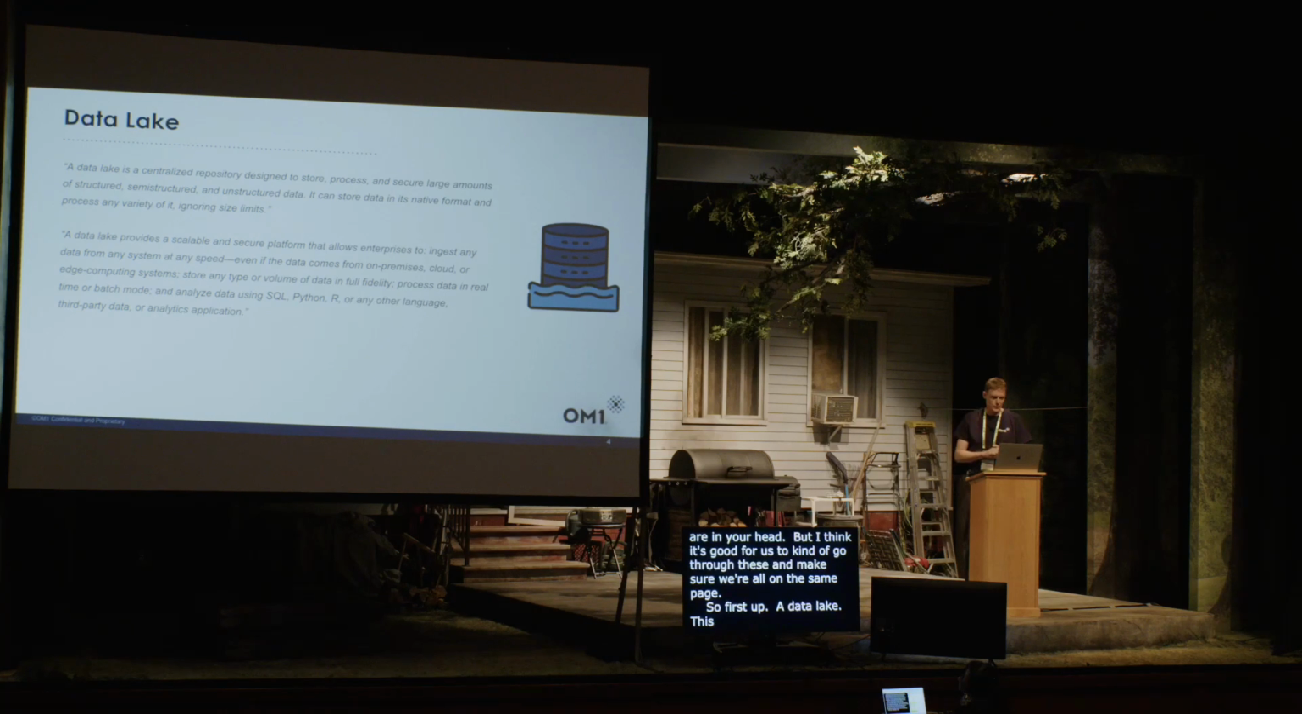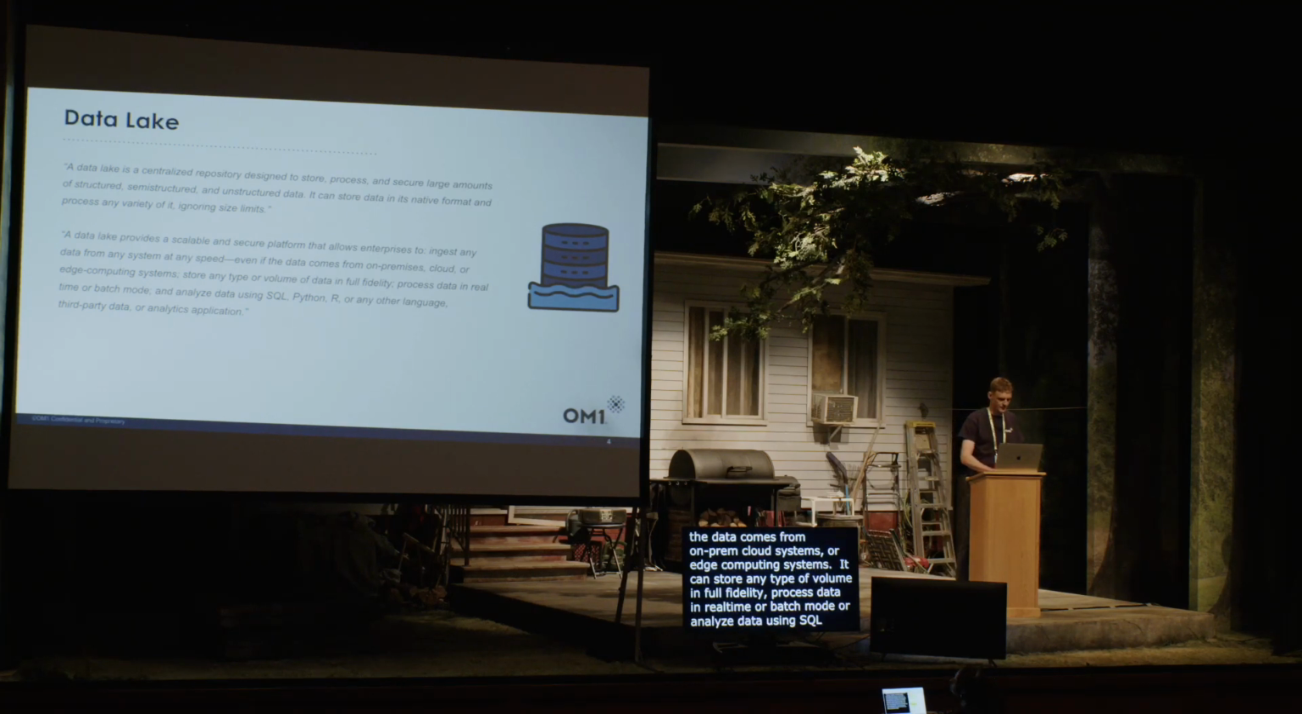So first up, a data lake. This definition actually came off Google, but I'll just read it out. A data lake is a centralized repository designed to store, process, and secure large amounts of structured, semi-structured, and unstructured data. It can store data in its native format and process any variety of it, ignoring size limits. A data lake provides a scalable and secure platform that allows enterprises to ingest any data from any system at any speed, even if the data comes from on-prem, cloud systems, or edge computing systems. It can store any type of volume in full fidelity, process data in real time or batch mode, and analyze data using SQL, Python, R, or any other language, third-party, or analytics application.